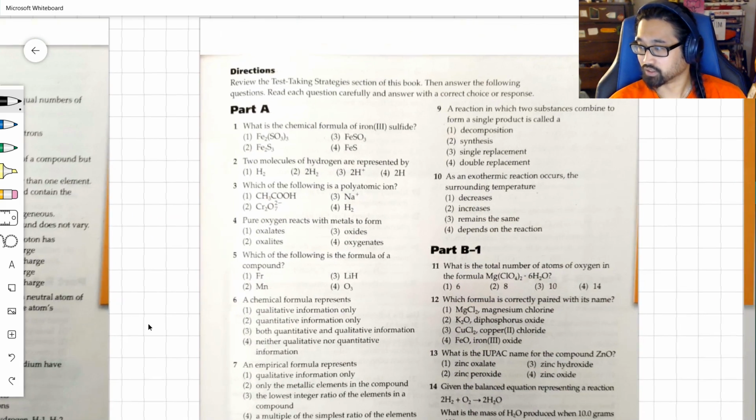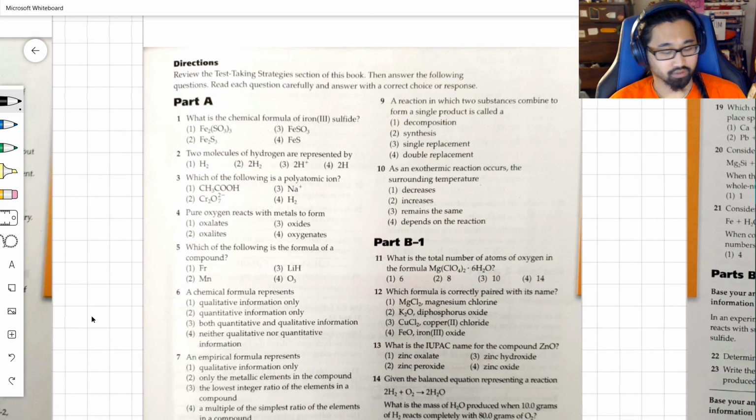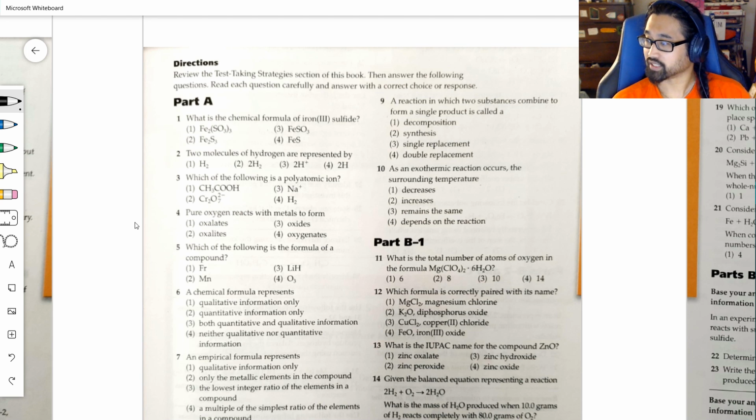All right, let's move on. Page 54, or sorry, page 43. Looking at number 1. I need the chemical formula for iron 3 sulfide. Iron 3 means iron with a charge of +3. Sulfide is sulfur. And then I do my crisscross shortcut. I get Fe2S3. Number 5. If I need a compound, I need multiple capital letters. That's choice 3. Number 9. 2 substances combine for a single product. That's a synthesis reaction.